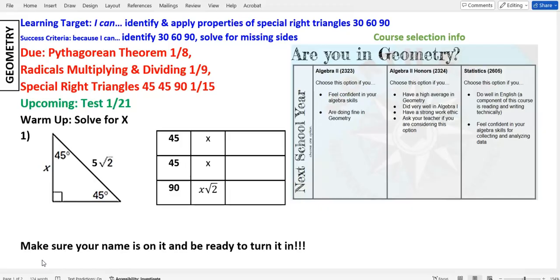Today we're doing special right triangles 30, 60, 90. Trying to get that out of the way because it is what it is. Test is next week on Wednesday, so we're going to review on Tuesday. And Monday we're going to not be here, right?